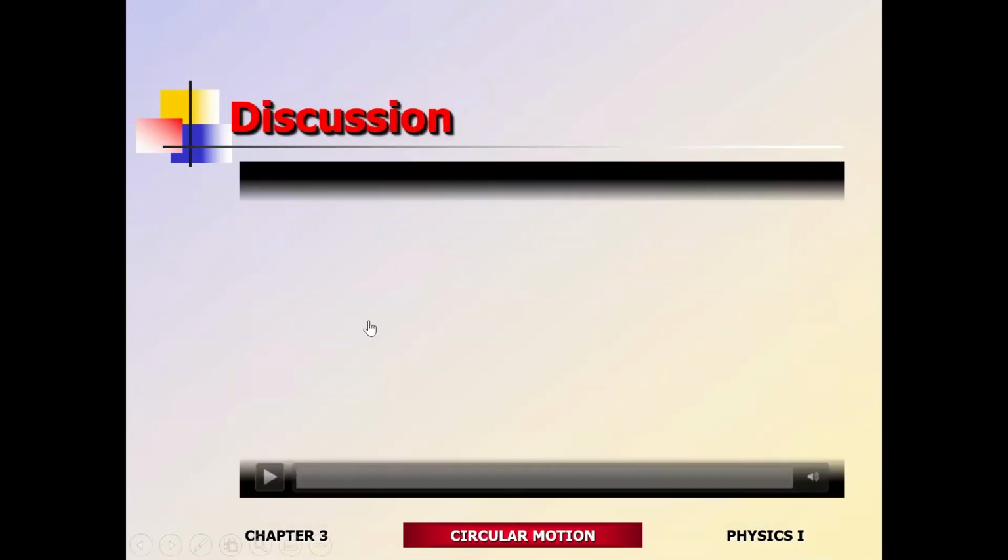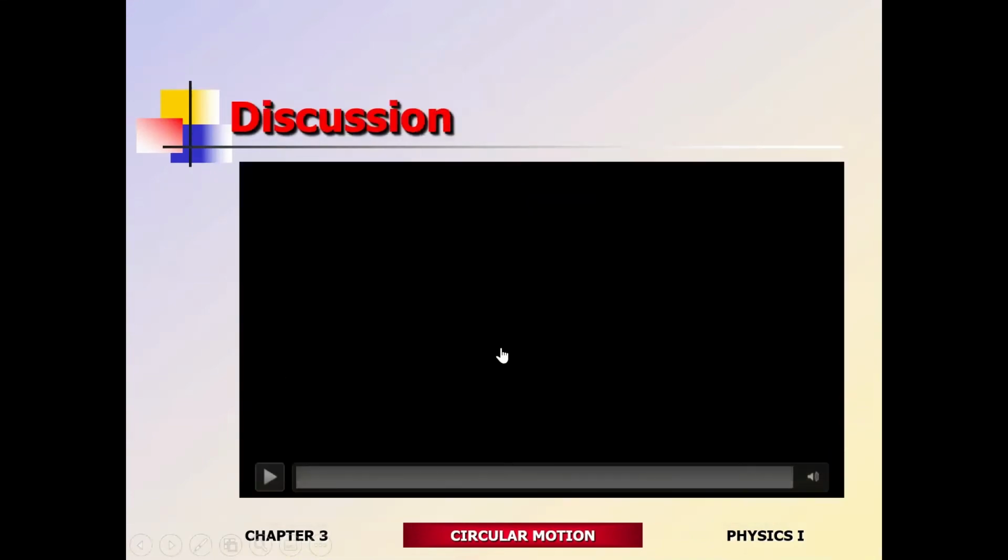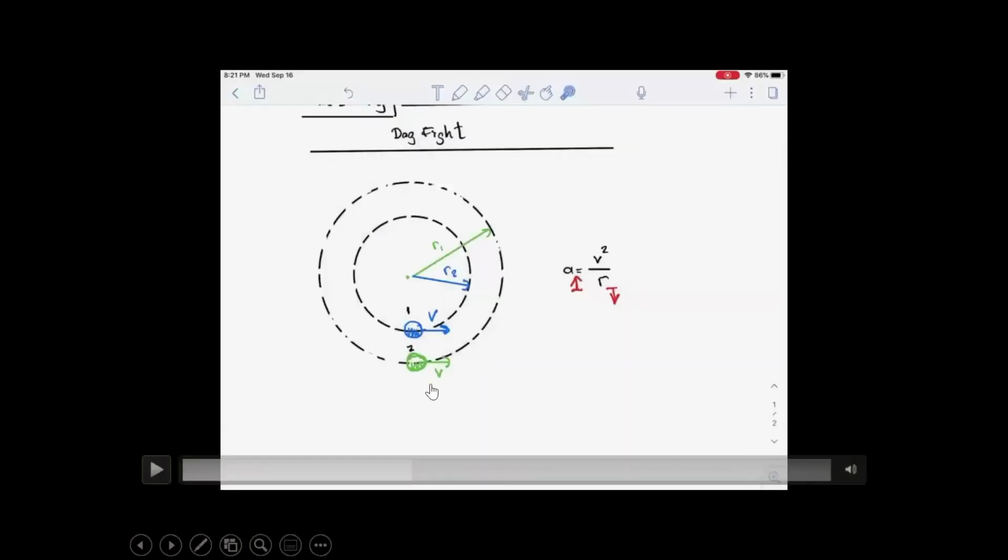Okay, so here's a discussion point. In a dogfight situation, imagine that you've got two fighter jets moving at the same speed. One pilot is able to do a tighter turn. The other guy is not going to be able to do a tighter turn. So who has the advantage in a dogfight? First one or the second one, and why?